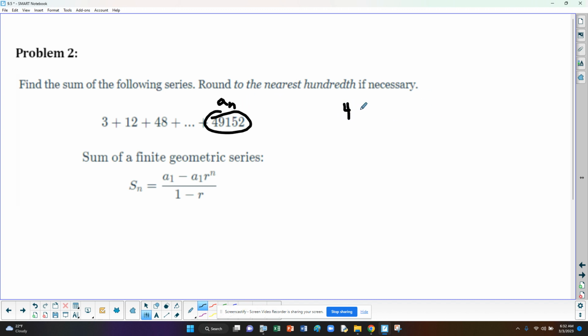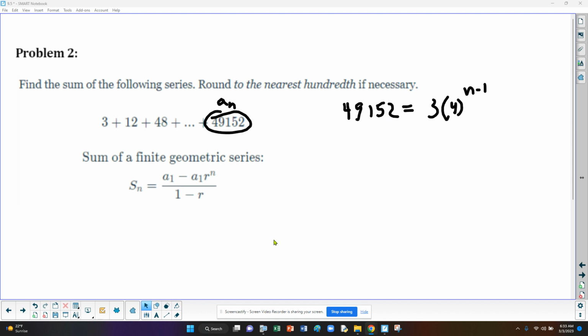So we got 49,152. And then that's going to equal my a sub 1, which is 3, times my common multiplier, which is 4. And then raise that to the n power. So I got to figure out what is the total number of terms in this series. And I'll raise it to that n minus 1 power. So then we got to do some algebra.